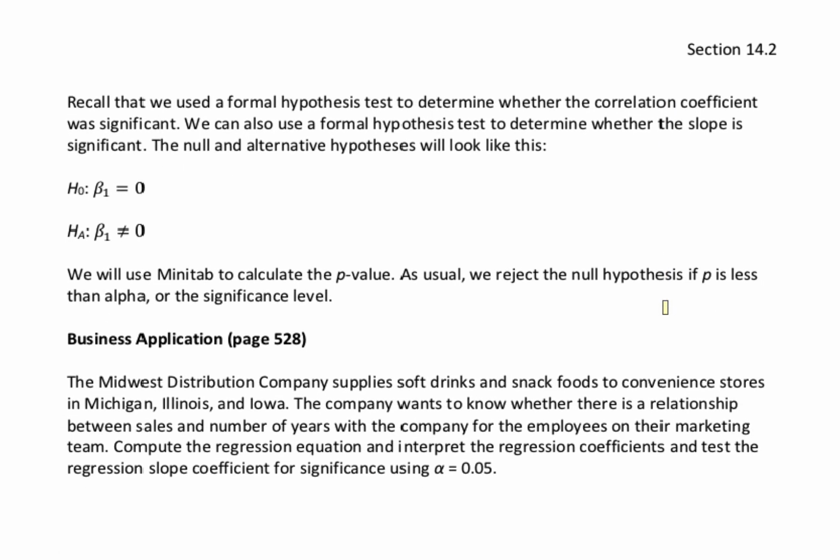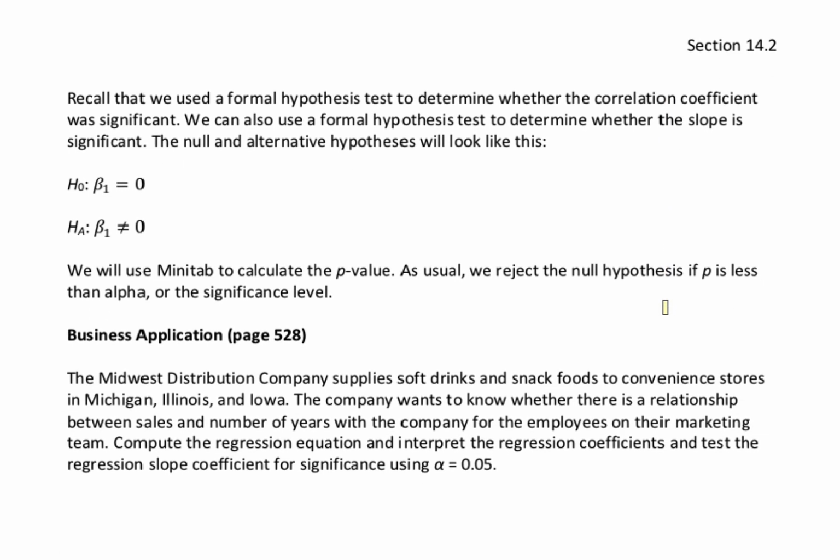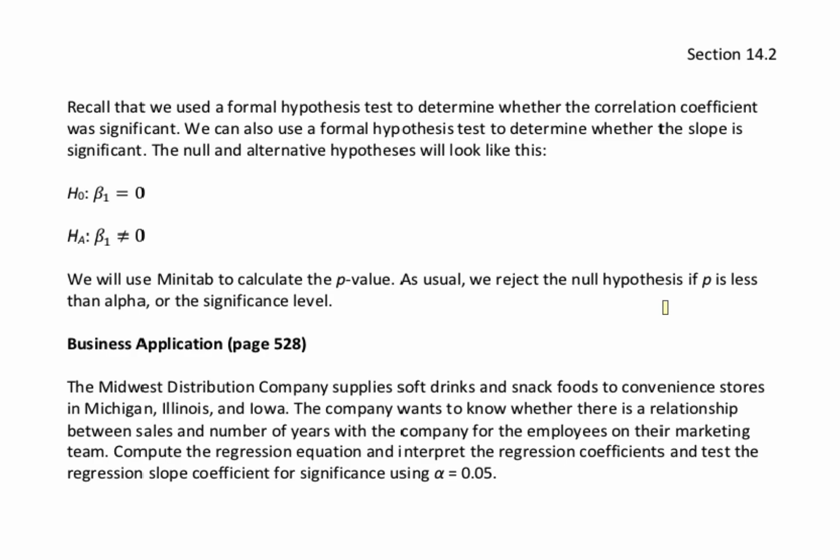So earlier we used a formal hypothesis test to determine whether the correlation coefficient was significant, and we can also use a hypothesis test to determine whether the slope is significant. My null and alternative hypotheses will look like this. My null hypothesis is that the slope is equal to 0, and my alternative is that it's not equal to 0. Remember, the null hypothesis has the equality and the alternative has the inequality.